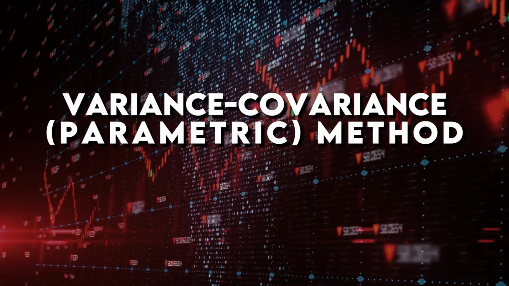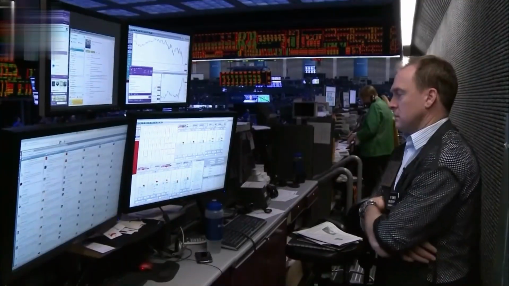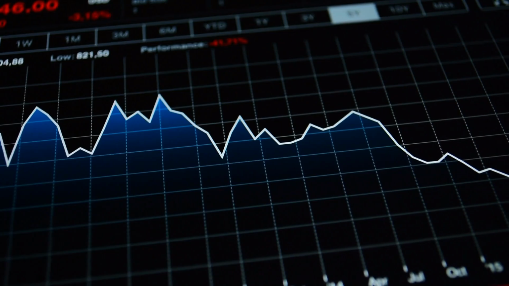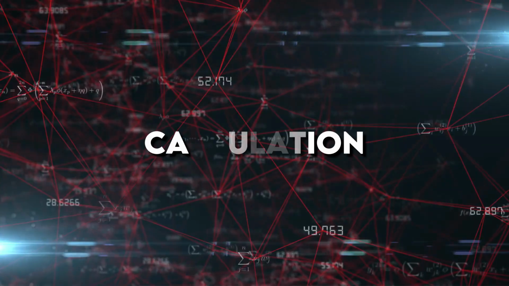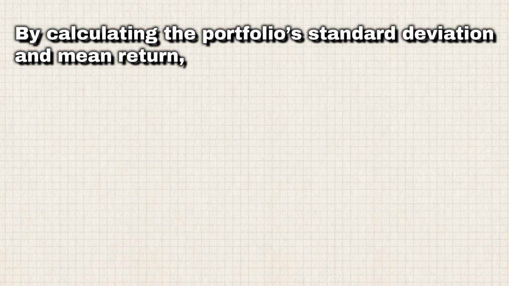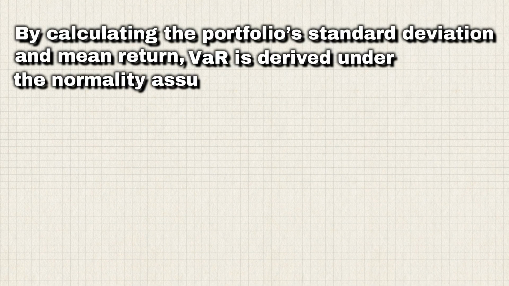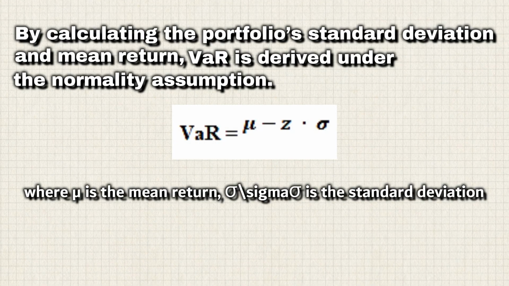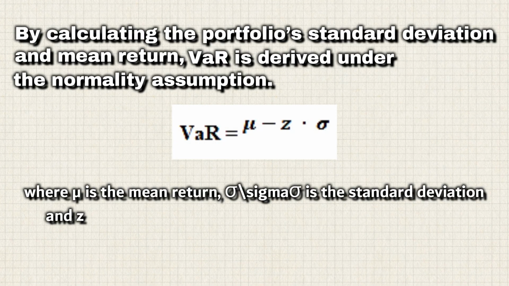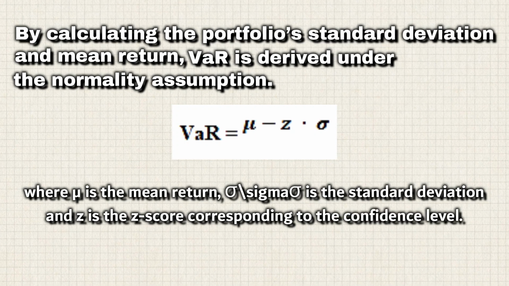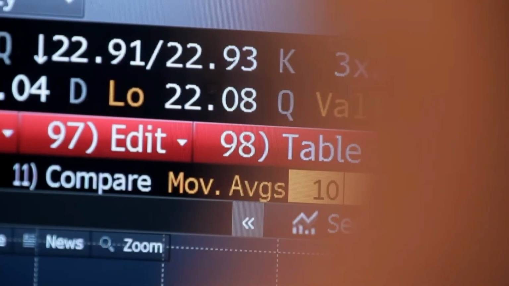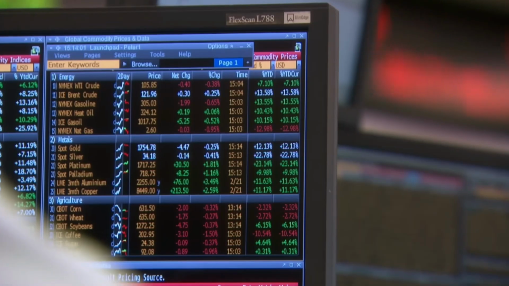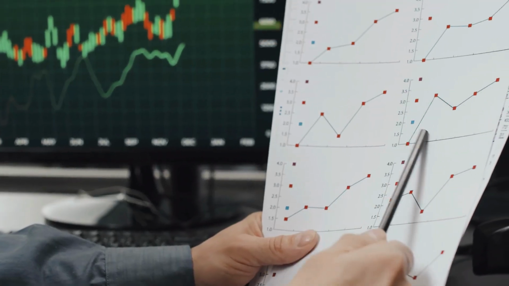Variance-covariance, parametric method. This approach assumes a normal distribution of returns and uses the portfolio's mean and standard deviation to estimate risk. Calculation. By calculating the portfolio's standard deviation and mean return, VAR is derived under the normality assumption. Where M is the mean return, sigma S is the standard deviation, and Z is the z-score corresponding to the confidence level. Each method provides a different balance of complexity, accuracy, and assumptions, making them suitable for various risk assessment needs.